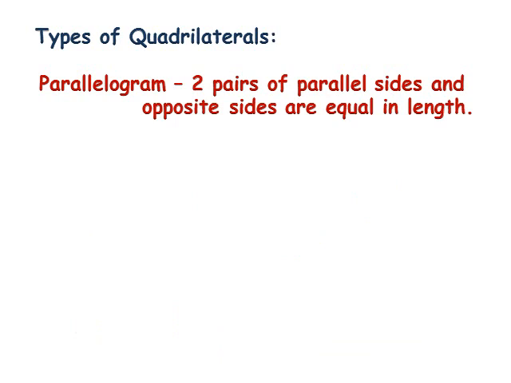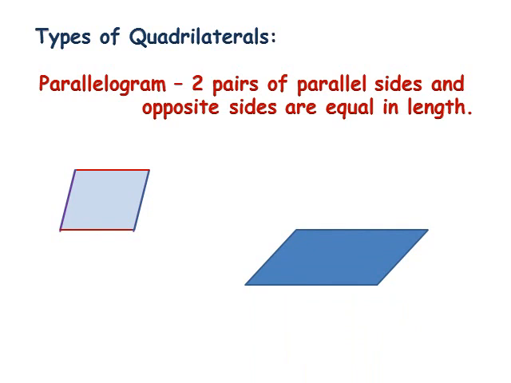Okay. The next one is a parallelogram. Parallelograms are quadrilaterals with two pairs of parallel sides, and the opposite sides, which are the parallel sides, are also equal in length. Okay, so let's look at this one as an example. See, those opposite sides are parallel. The left and the right are parallel. The top and the bottom are also parallel.